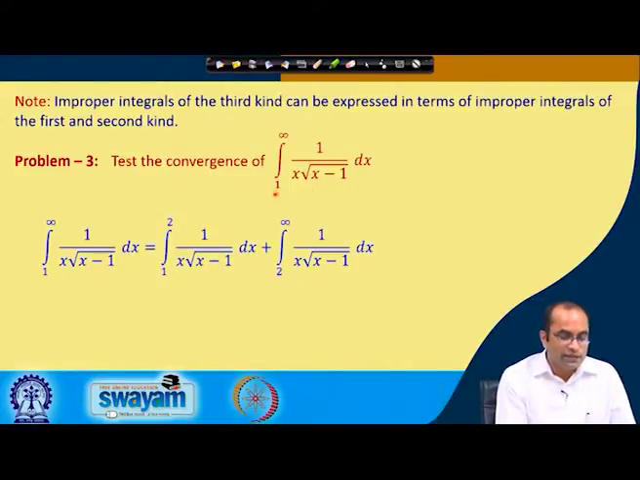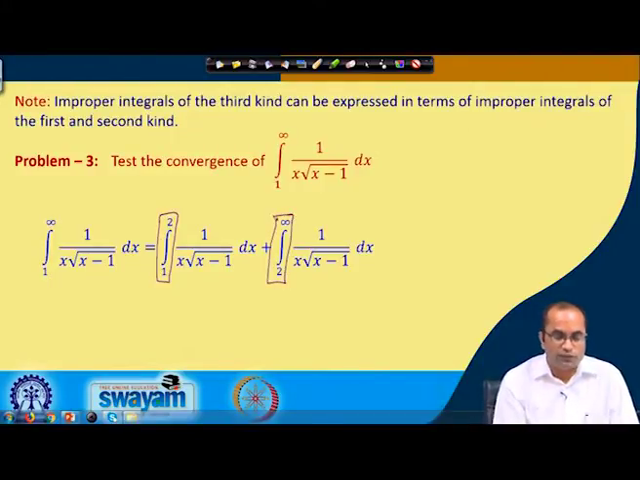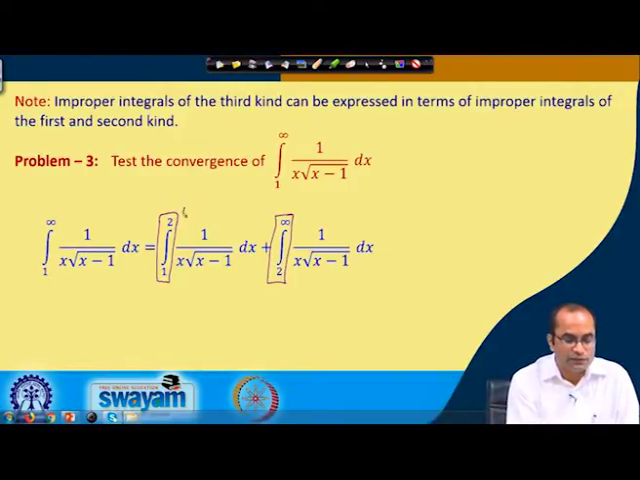In this case our integral is from 1 to infinity of 1 over x square root x minus 1 dx, and this we can break into two integrals. In the first one we have taken the limit from 1 to 2, and in the second case from 2 to infinity. Now, in the first integral we have no infinity, but this integrand is getting unbounded when x is approaching 1.